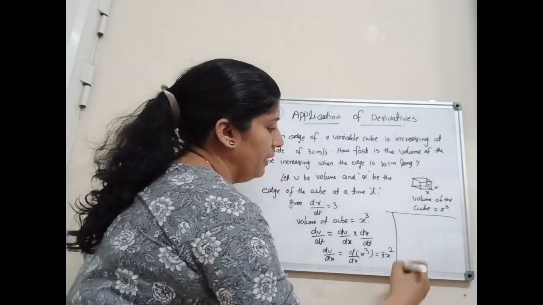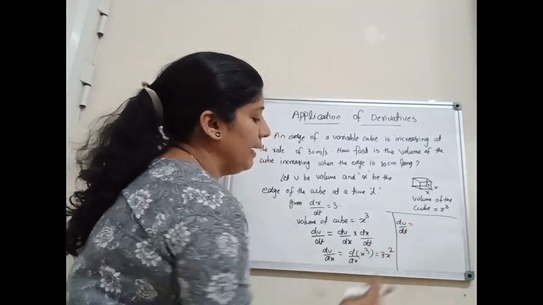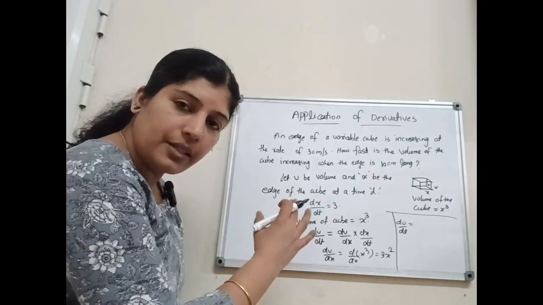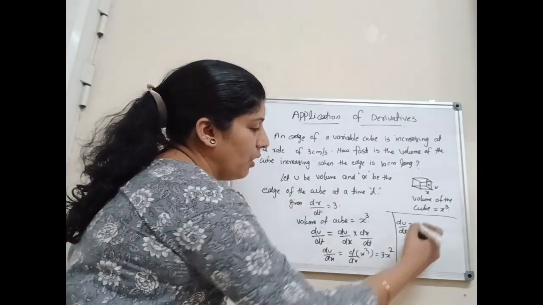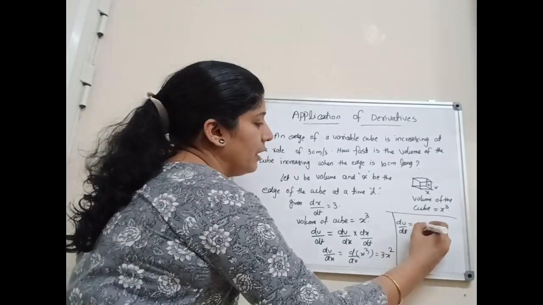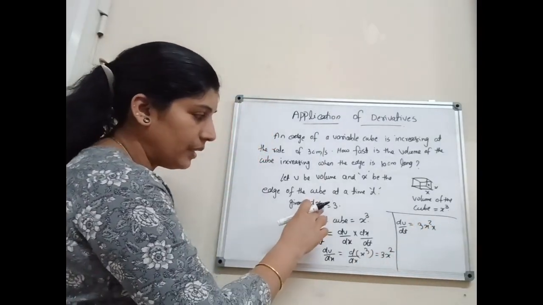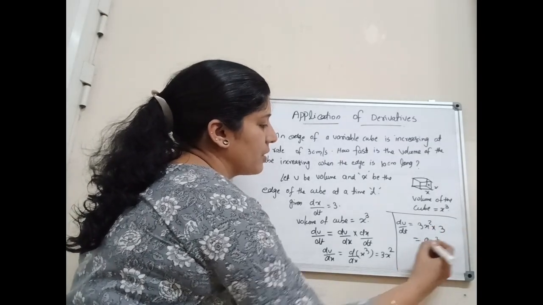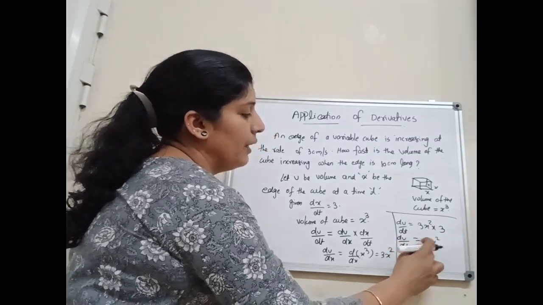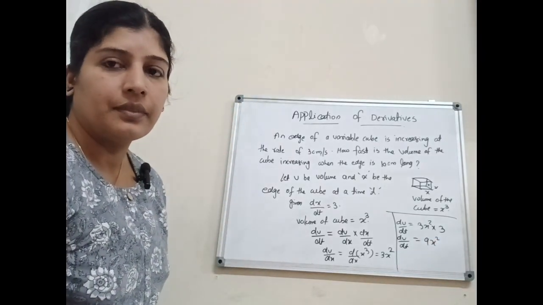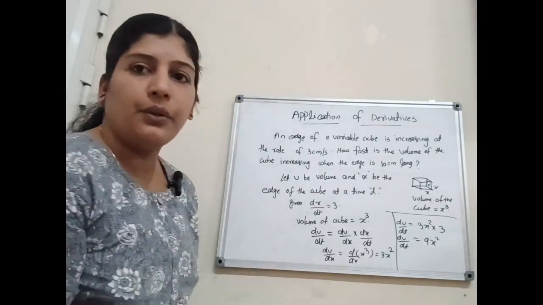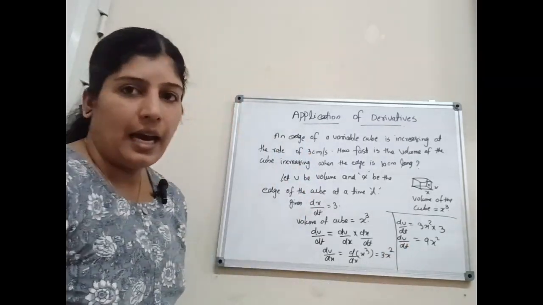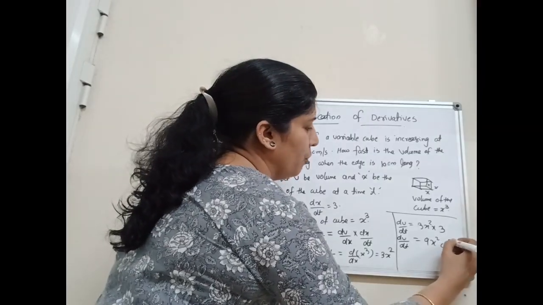Next, how can we find dv by dt? dv by dt equal to dv by dx into dx by dt. Here the rate of change of edge dx by dt is given, it is equal to 3. Therefore, substituting, dv by dt equal to 3x square into 3, that is 3 into 3, 9x square. That is dv by dt equal to 9x square. Here it is volume, therefore the unit is centimeter cube per second. That is dv by dt equal to 9x square centimeter cube per second.